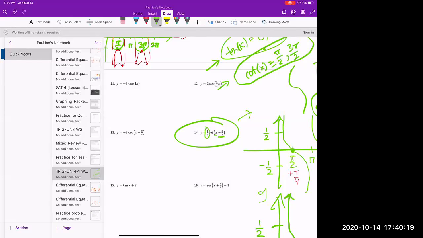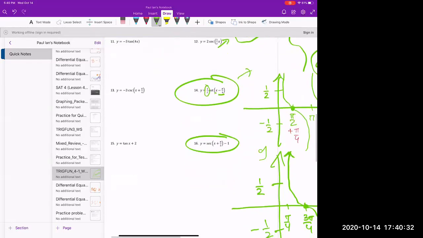We could do maybe 13. Okay. But we just did a shift of 1/4. Maybe 16. All right. The vertical shifts. Okay.